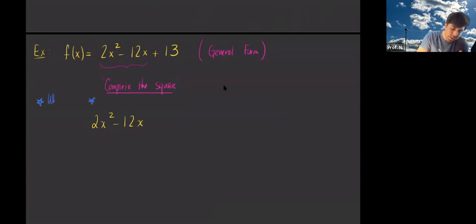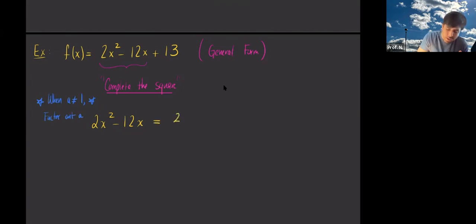So this is when the a value is not equal to 1. When my a value is not equal to 1, I have to do one extra thing. I have to factor out the a first.